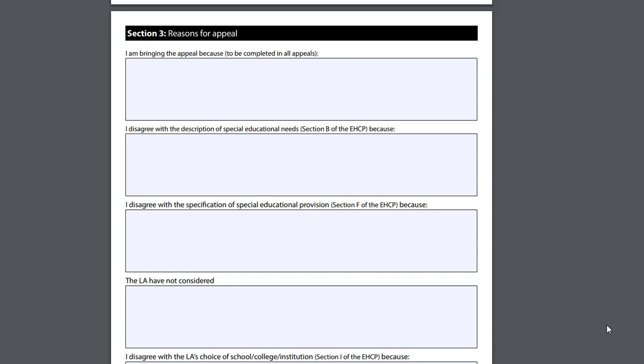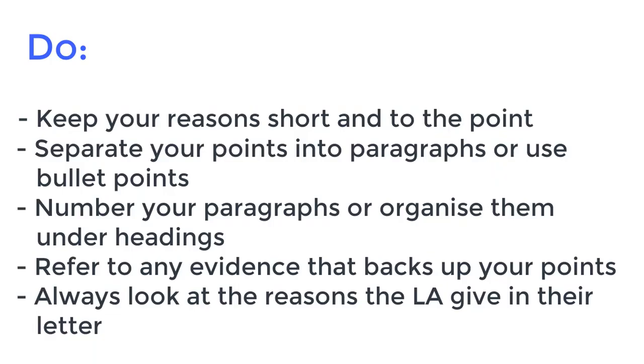But here are a few general points to consider first. For any appeal you are making, do keep your reasons short and to the point. Separate your points into paragraphs or use bullet points. If you are using paragraphs, number them or organise them under headings. Refer to any evidence that backs up your points, and we will look at how to do this in a bit more detail in our video for Section 12.